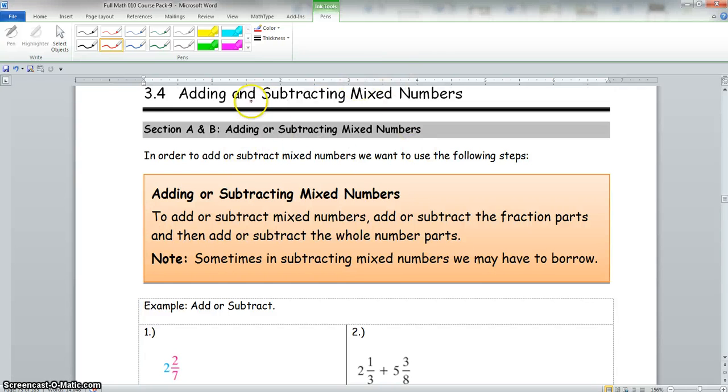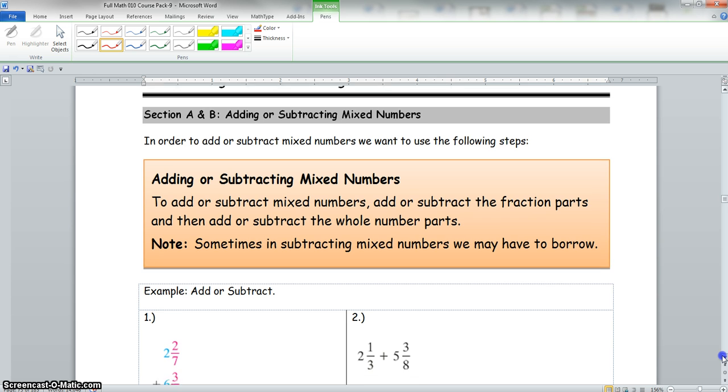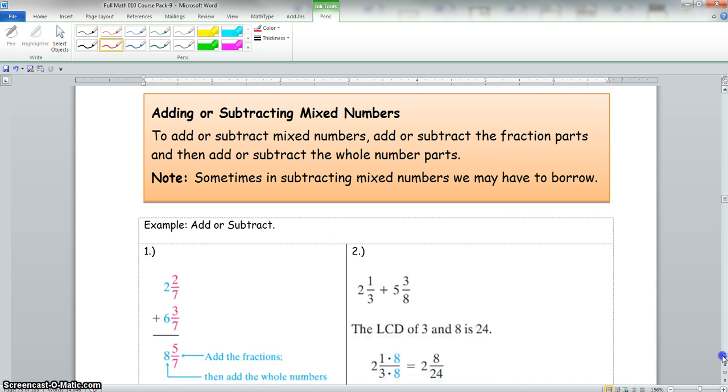Now class, we're about to go to section 3.4, adding and subtracting mixed numbers. In order to add or subtract mixed numbers, we want to use the following steps. Now, to add or subtract mixed numbers, add or subtract the fraction parts and then add or subtract the whole number parts. Note, sometimes in subtracting mixed numbers, we may have to borrow. Now we have a few examples here, and then we will go to some examples of our own.